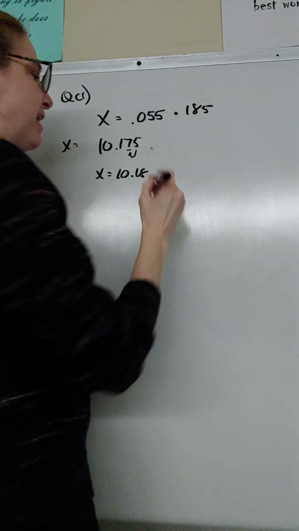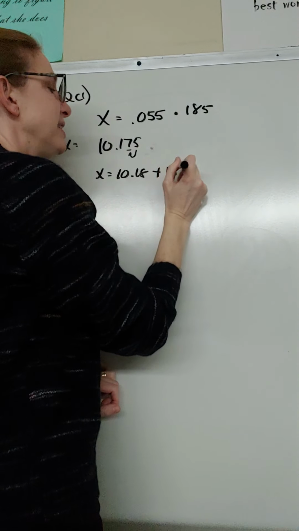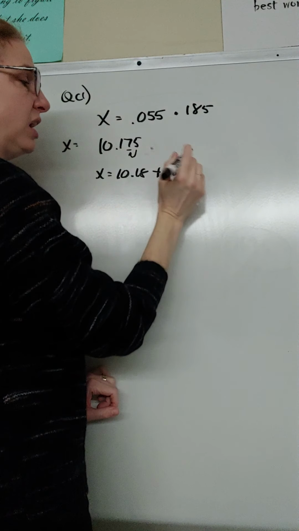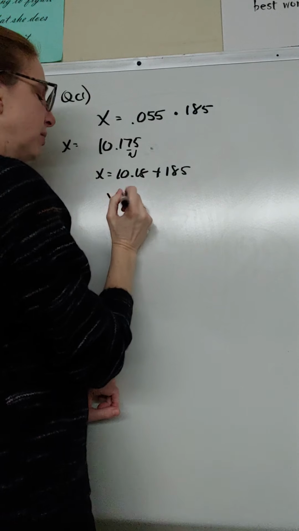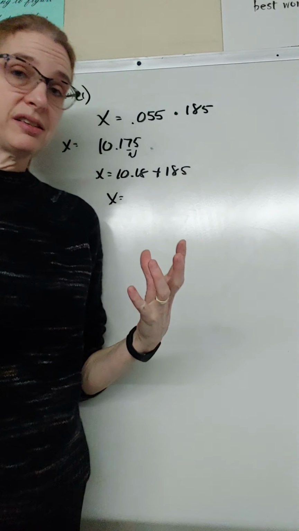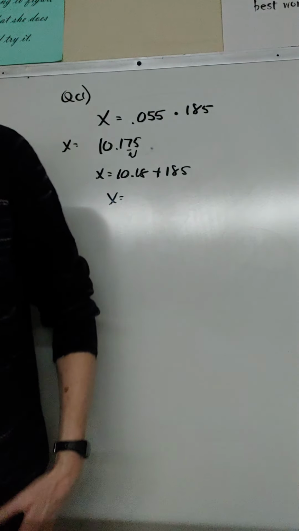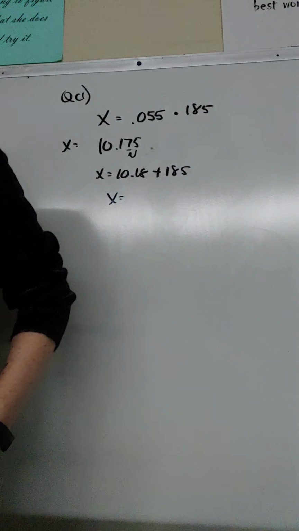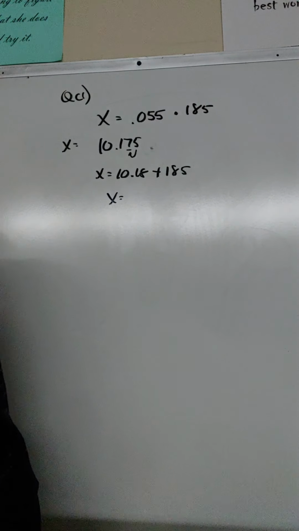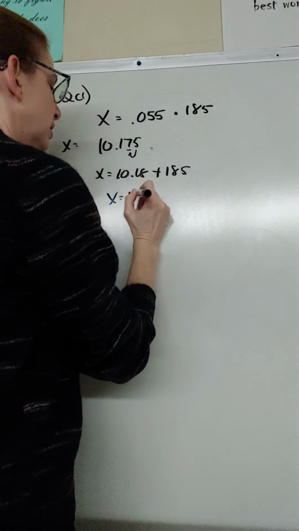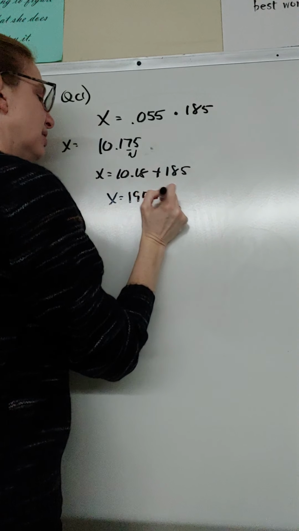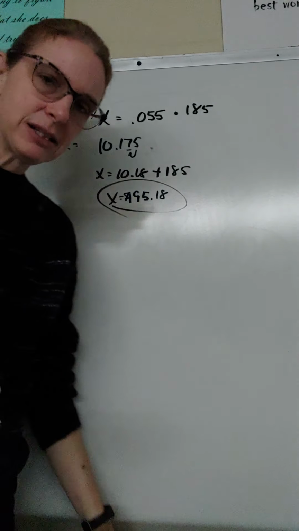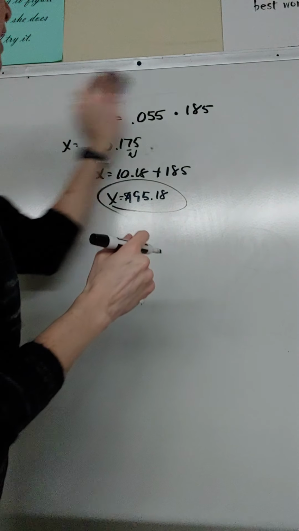Okay, now I have to add that back to the 185 because that was the original cost of the item. Okay, so because they're asking the total cost, not just what did I pay in sales tax. Okay, so that's going to be $195.18. Don't forget that $ sign. Okay, so that's what I'm going to pay. That's quick check 1. Okay, all right.